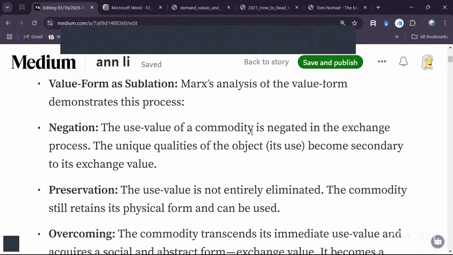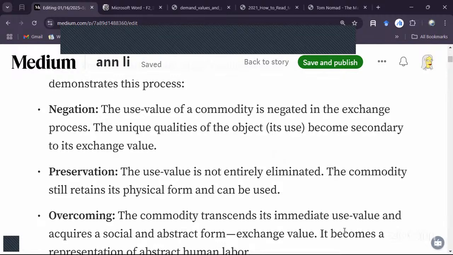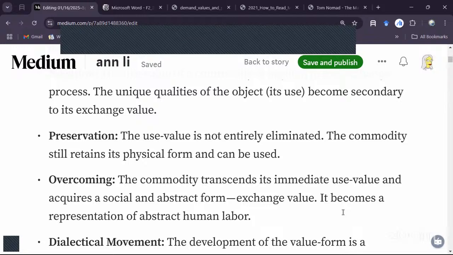So negation, that's the use value of commodities negated in the exchange process. The unique qualities of the object, its use, becomes secondary to its exchange value, but that doesn't eradicate it. Preservation: the use value is not entirely eliminated, right? That's the implication here. The commodity still retains its physical form and can be used. And this is a design issue in the larger picture, and I think that's also equally interesting. And if you're going on to deconstruction, this would be the problem of the trace.